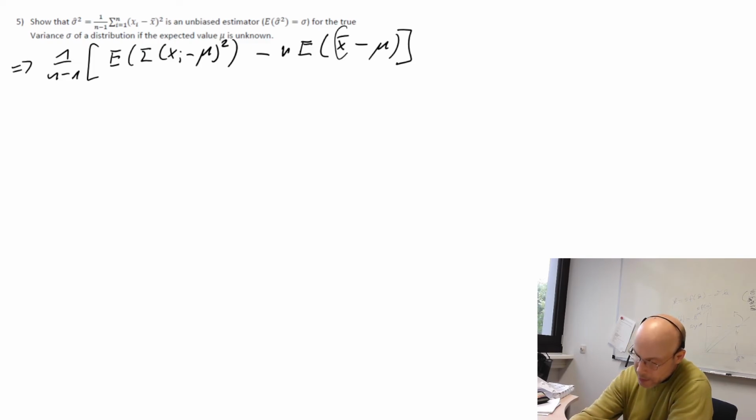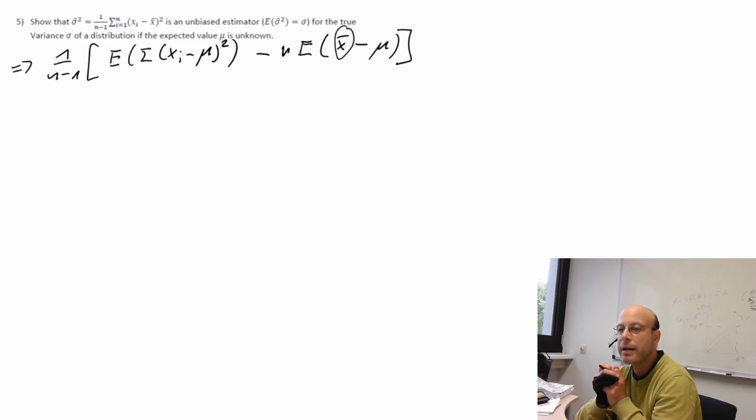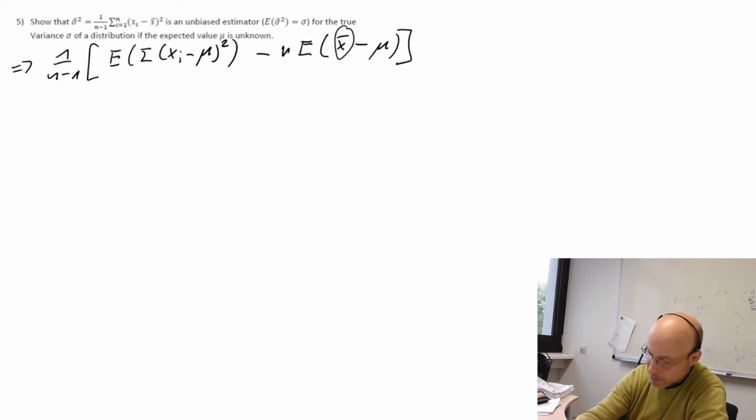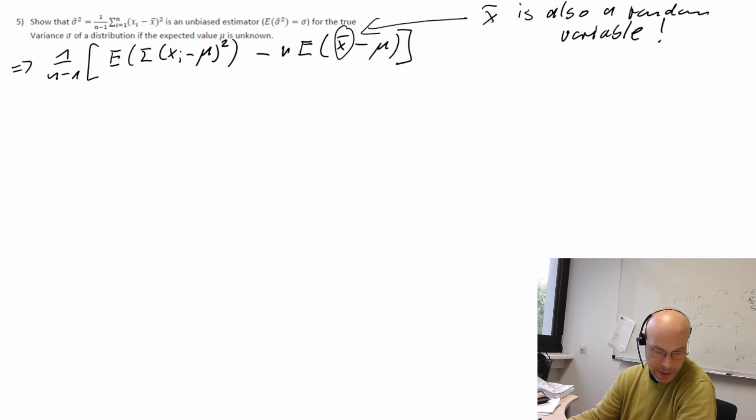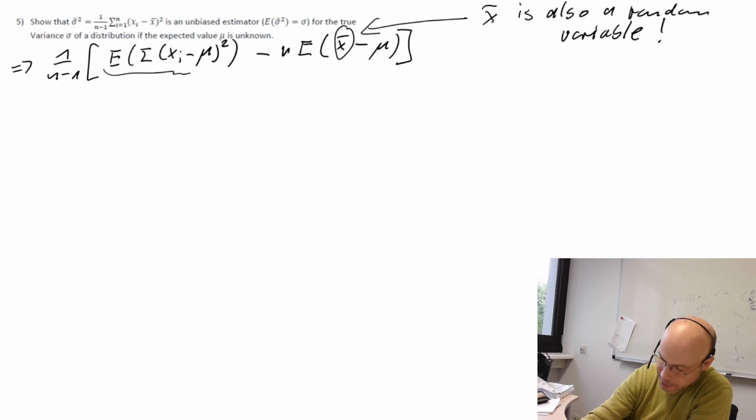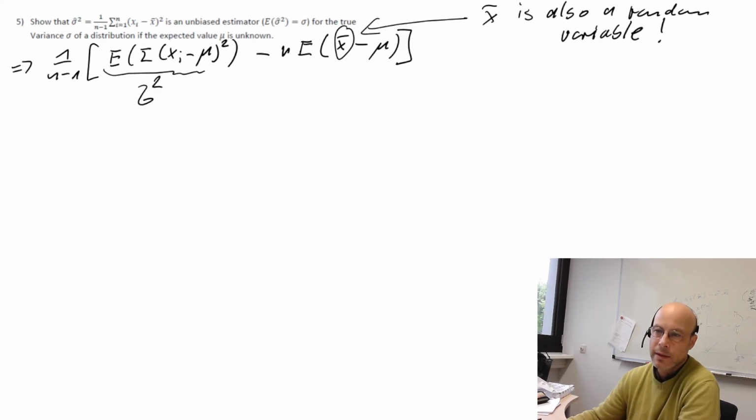So, of course, we have to keep in mind that the arithmetic mean in a random sample of random variables is also a random variable. So x bar is also a random variable. This we have to keep in mind. So if we look at this part here, then of course we know that this is nothing else than the definition of our variance. So this is the true variance. This is sigma without a hat squared.